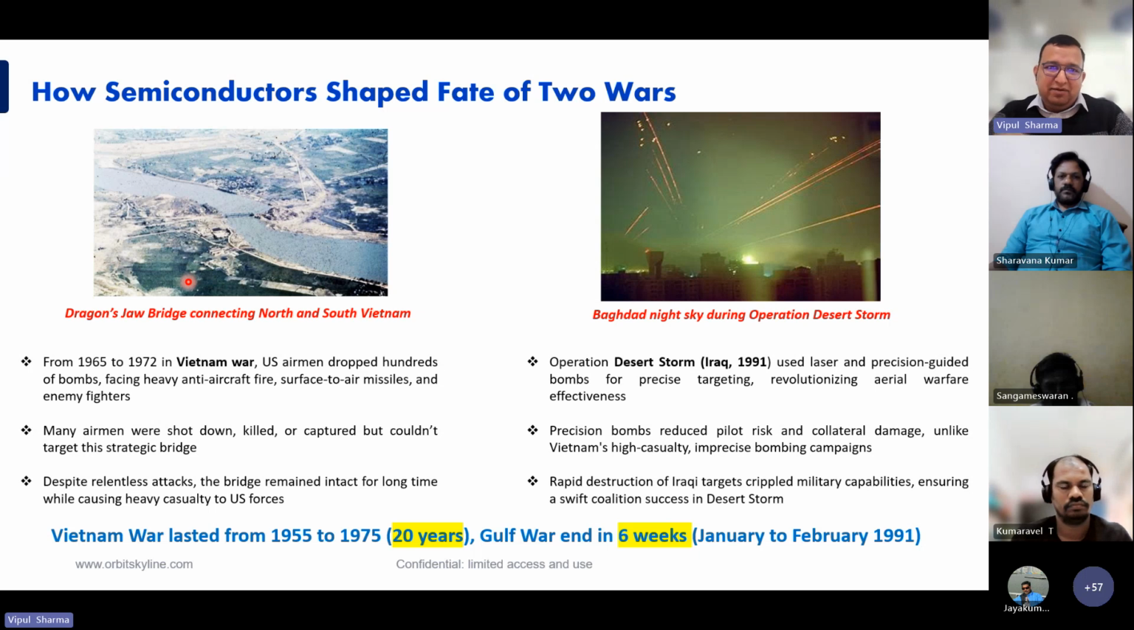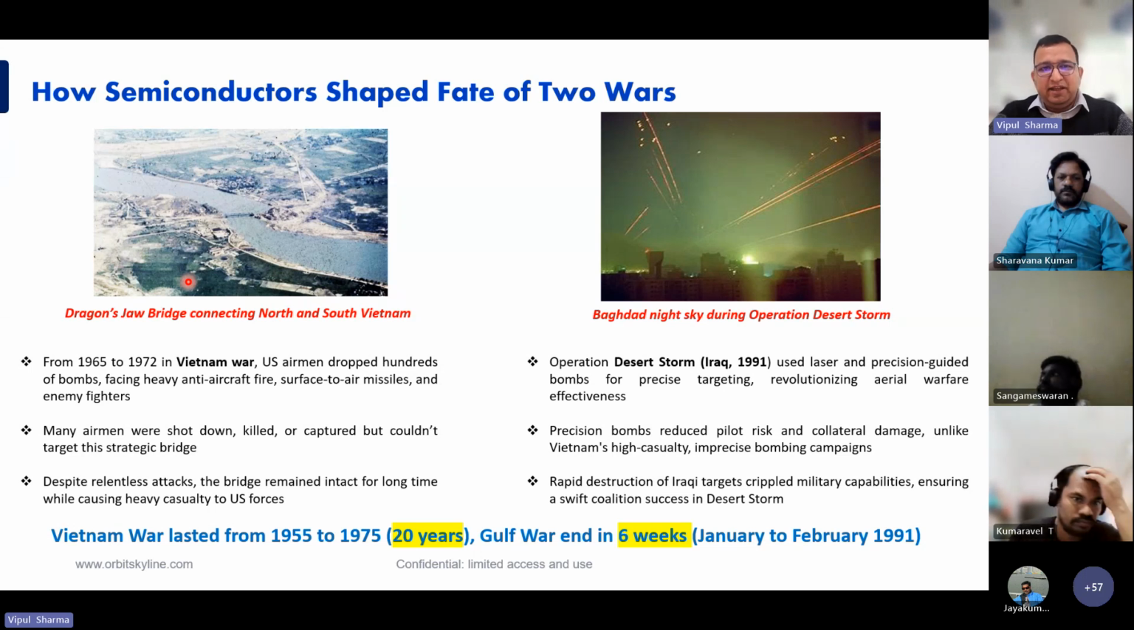Okay, so I think I have covered a lot about the importance of semiconductors. So just to end, a few case studies. On the left side is a picture of what was called the Dragon Bridge. The story is from 1965 to 72, the Vietnam War.